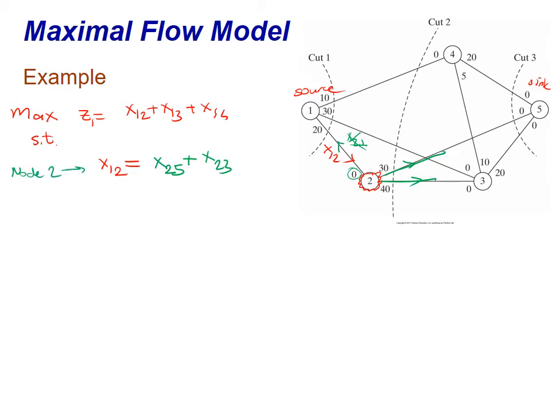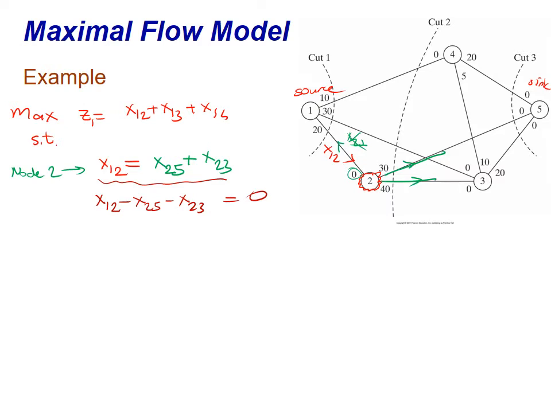We need to write such constraints for all nodes. And you can represent this constraint in a different way, because you know in linear programming we usually write all decision variables on the left hand side and all constants to the right hand side. And instead of writing it in this way, we can represent it as x12 minus x25 minus x23 equal to 0. Okay, this is another way of representing. Both of them are correct and will give the same solution. Okay, this is for node 2.